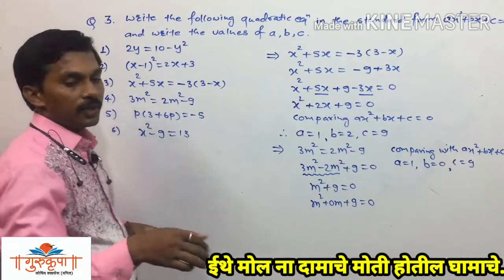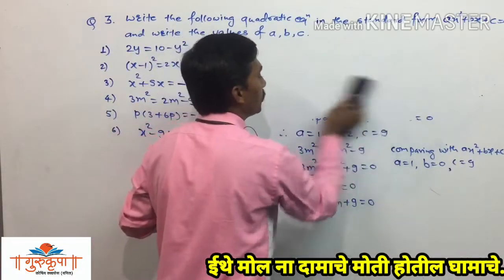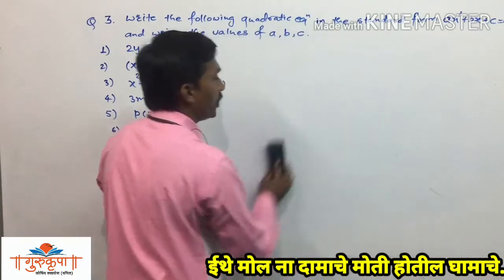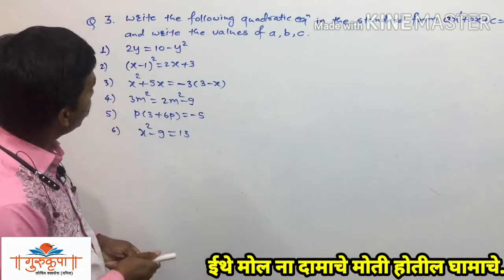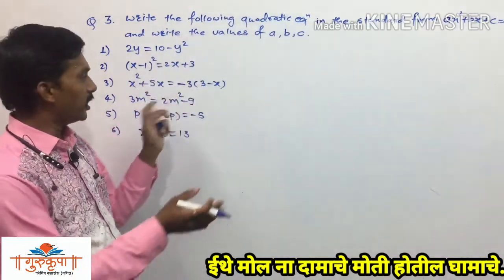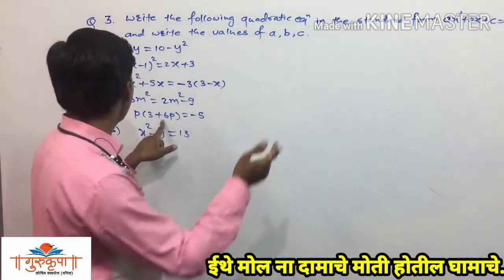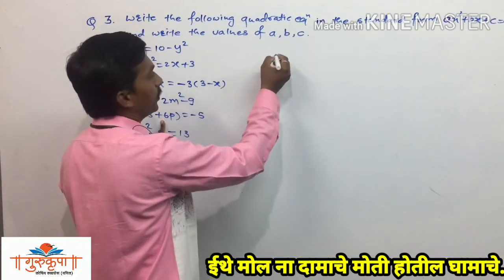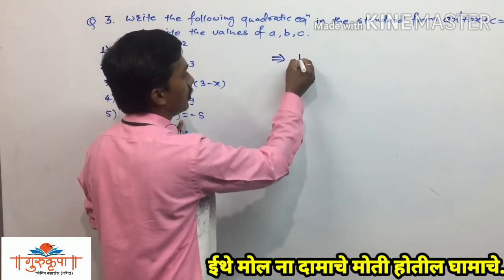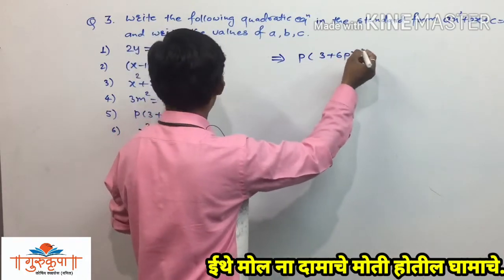And the second last example, example number 5. It is not necessary to give the explanation of each and every example, but still, since we are learning this for the first time, we have to explain each and every example for practice. While taking revision, we will take only important examples. This is example number 5, and the example is p into the bracket 3 plus 6p, that is equal to minus 5.